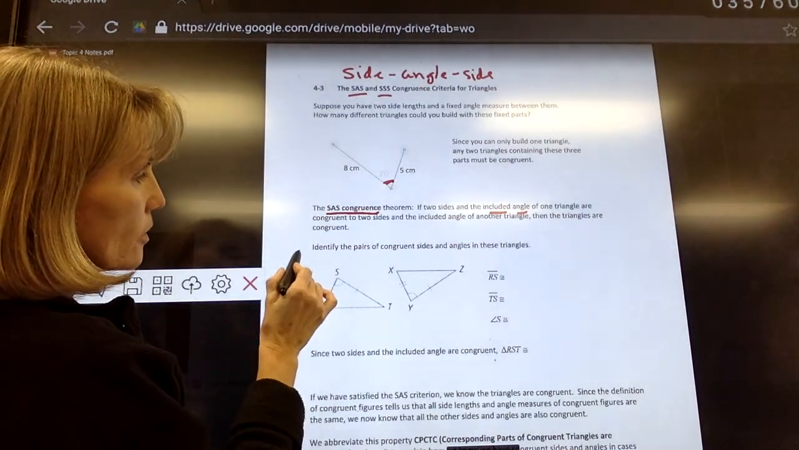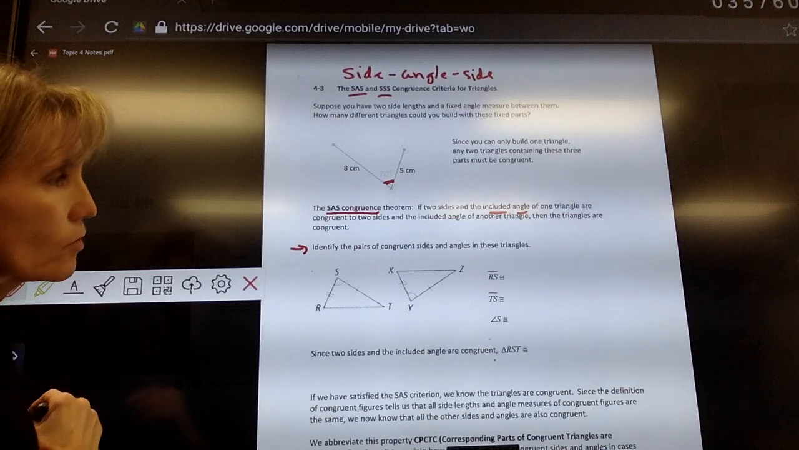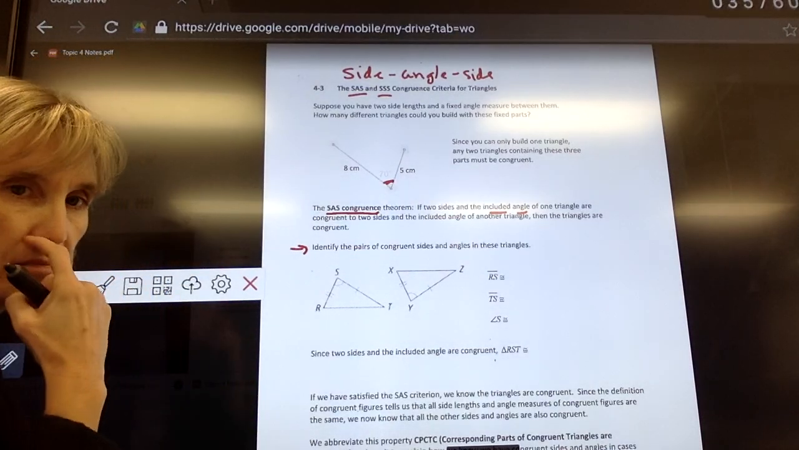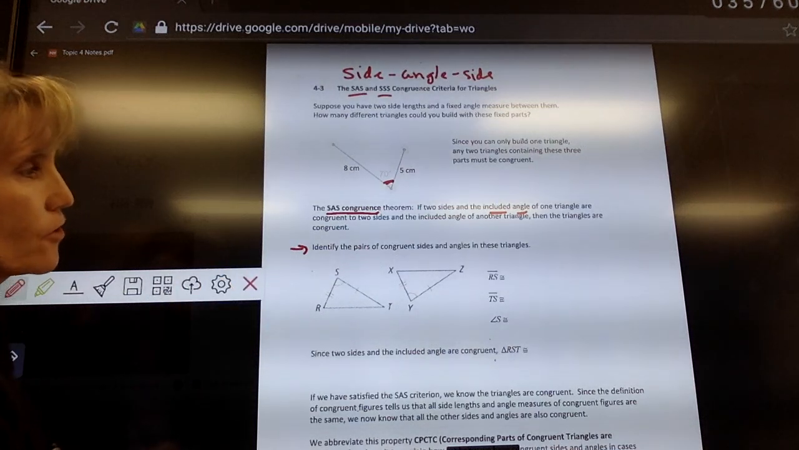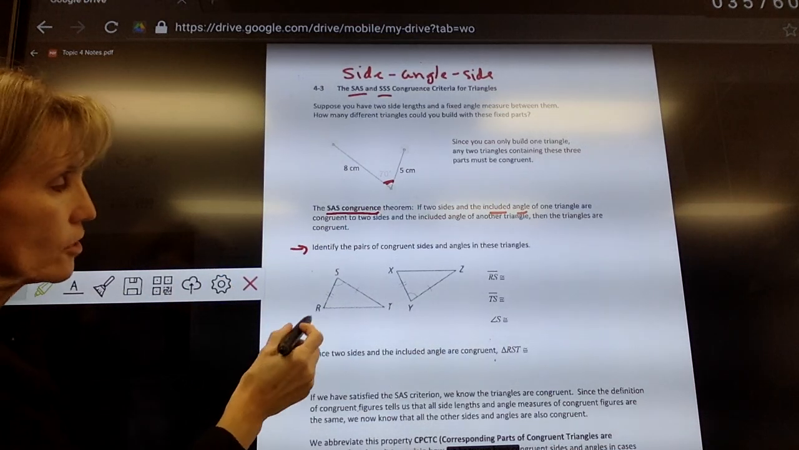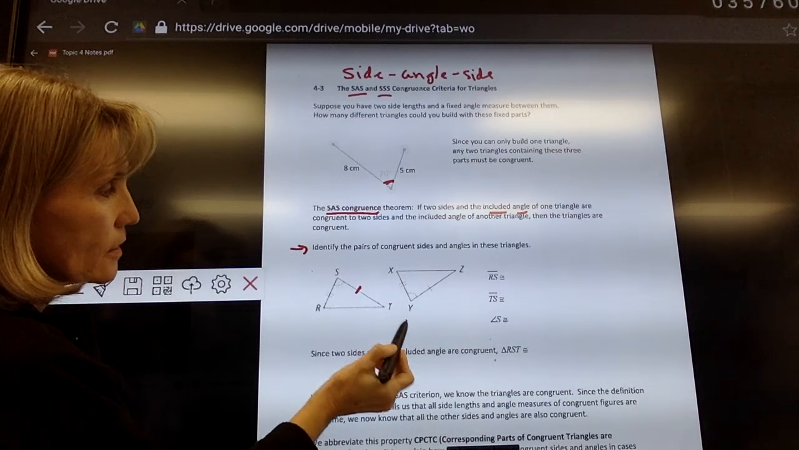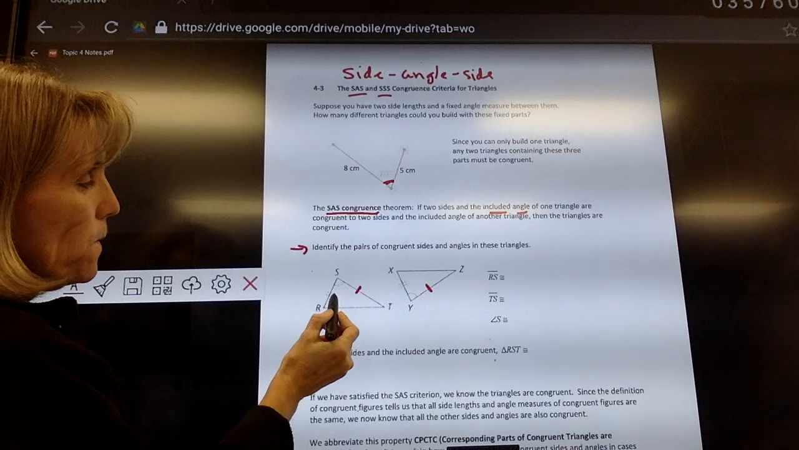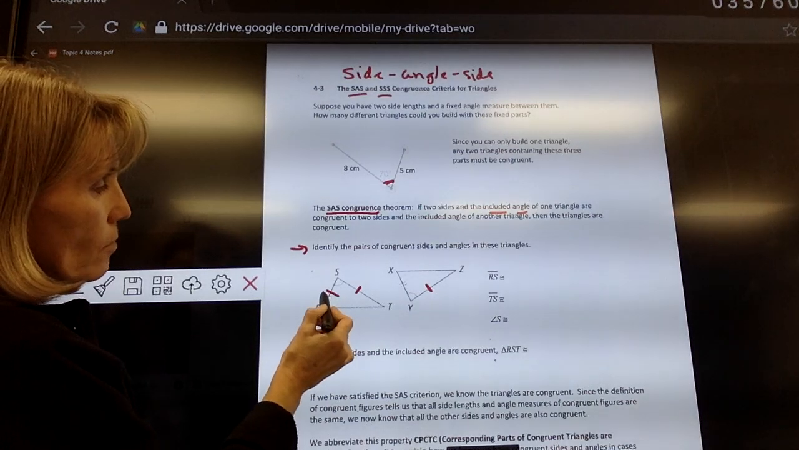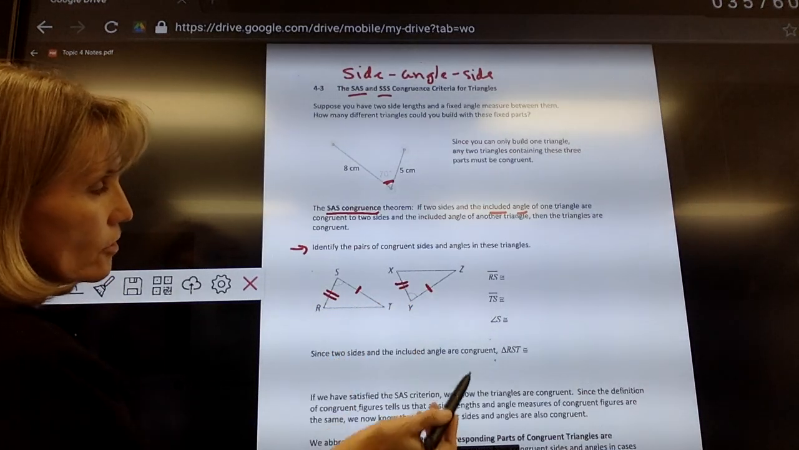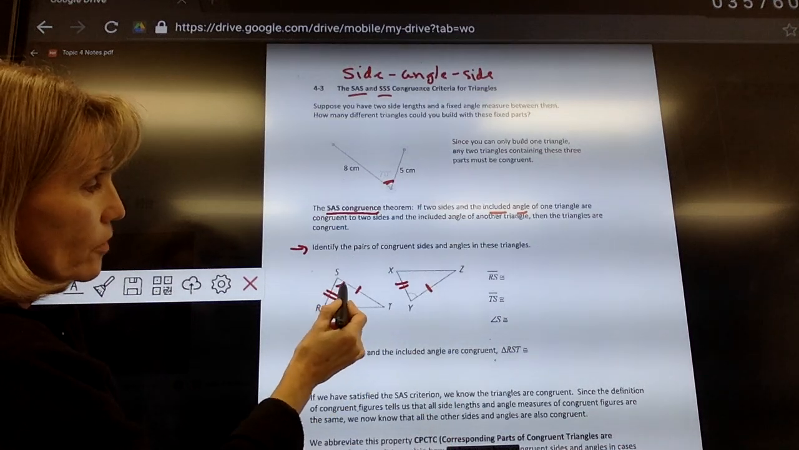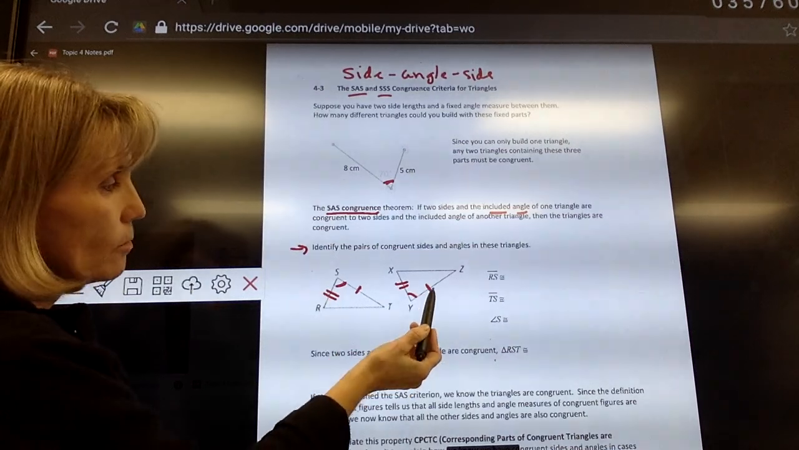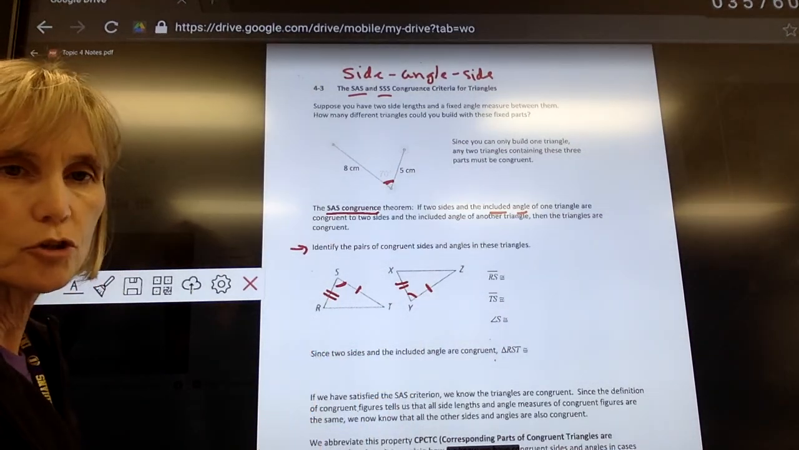And you can see an example here. It says identify the pairs of congruent sides and angles in these triangles. So you can see that I've got a side that's been marked congruent. I'm also showing another pair of sides that are congruent to each other, and I'm showing the included angle. So since I have that side angle side combination on both triangles, I know that the 2 triangles are congruent to each other.